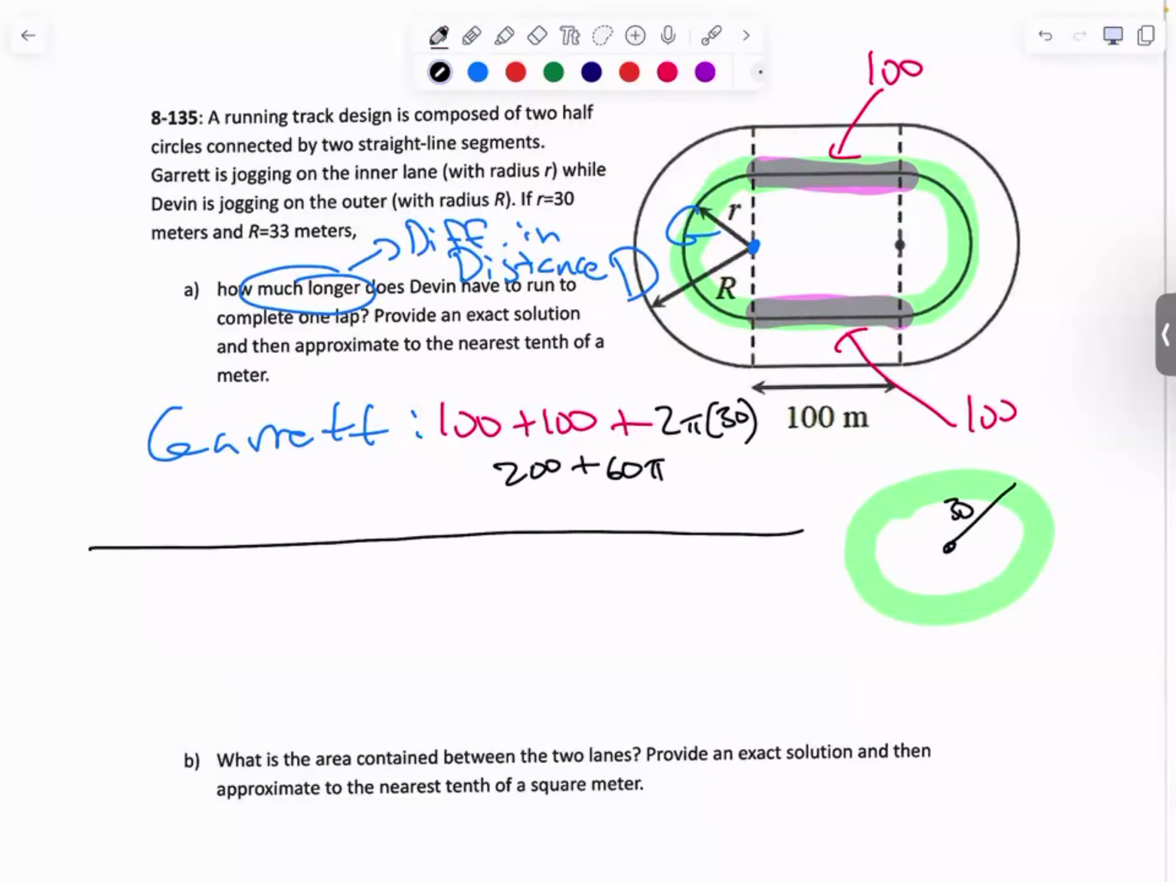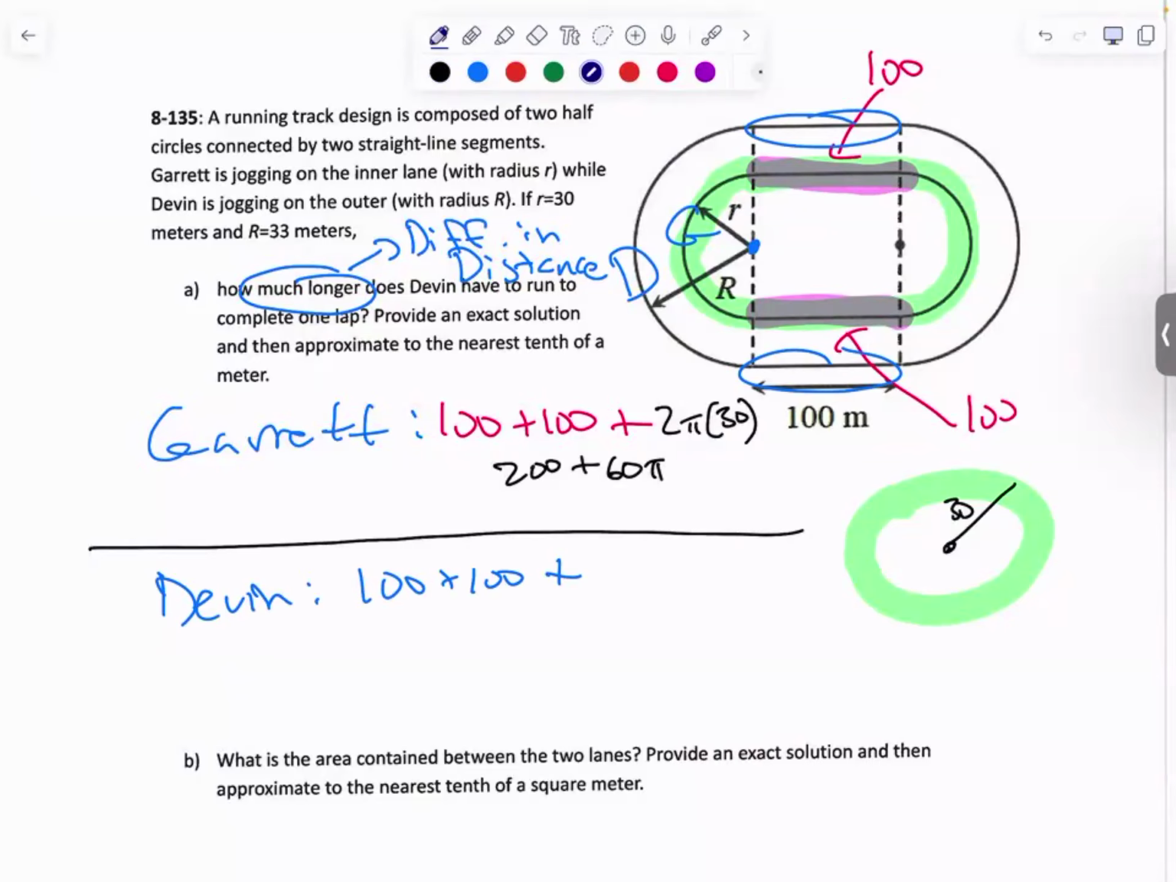So that's Garrett's path, right? Because he does a semicircle here, he does another semicircle. Two semicircles make a full circle. Why else would you call it semi in the first place, right? You got two of them. So that's Garrett. Now let's look at Devin. Does he still run the same straight line distances? Yeah. So 100 plus 100. That's fine. But now his circumference is different.